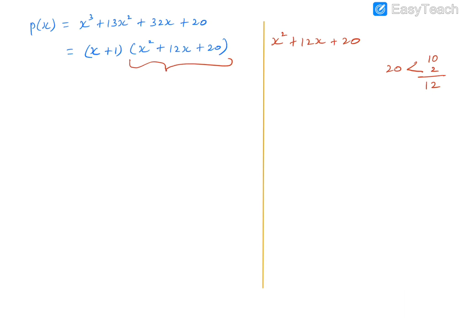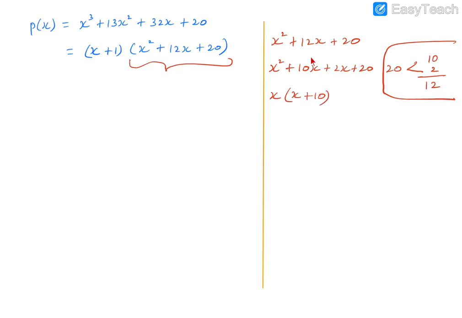So we can split this middle term using 10 and 2. We can write this as x squared plus 10x. So the 12x, we are splitting it as 10x and 2x plus 20. Okay, so this is separate. Now we can take x as a common factor. So x multiplied with what term will give us x squared? x into x will give us x squared, and then we need a plus 10x, so we put plus 10.